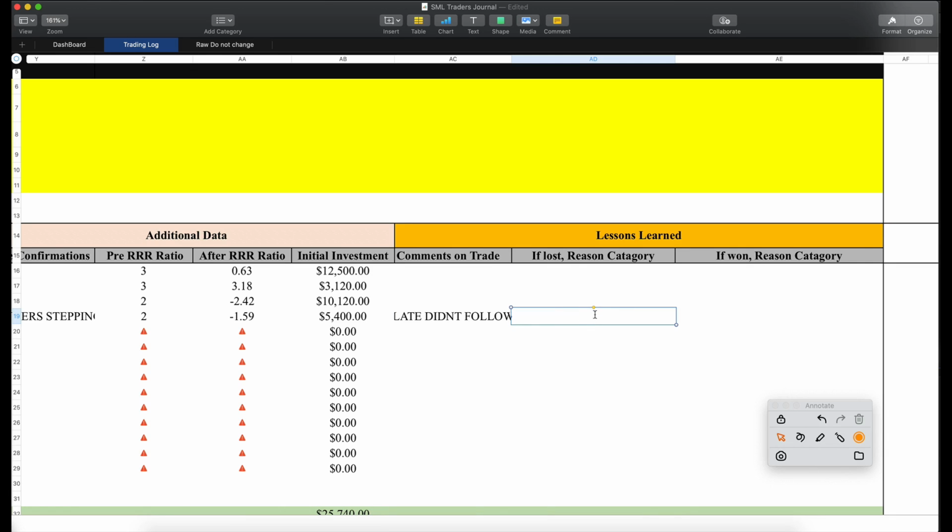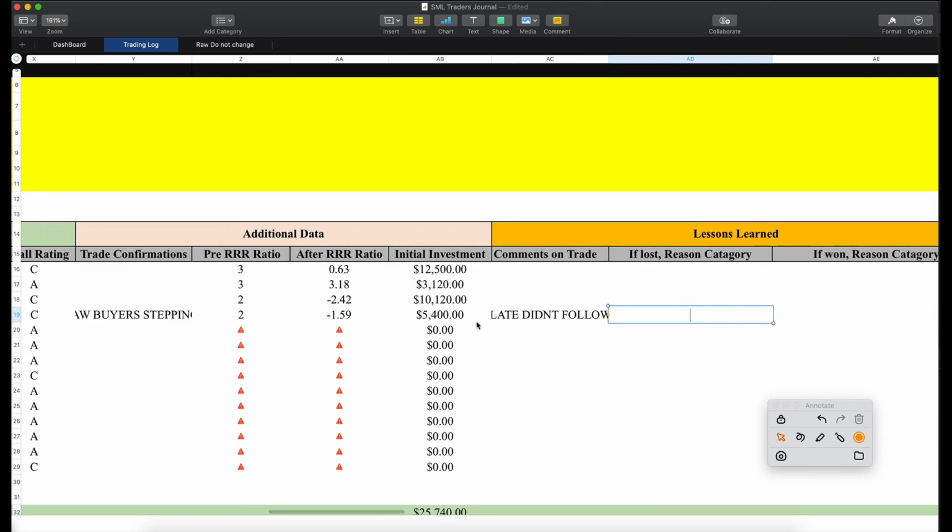Was it because it just went against you? Did something new pop up? Like, what happened, right? You put that down. That's how you're going to record one trade.